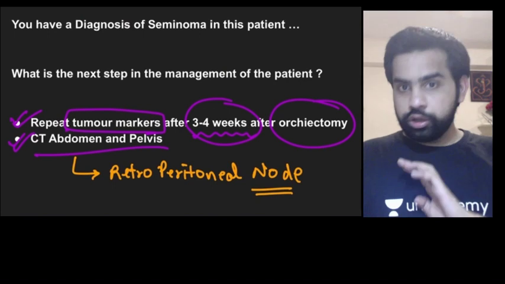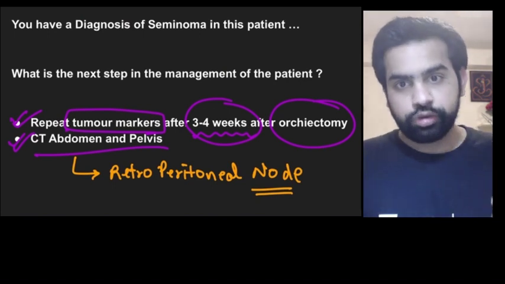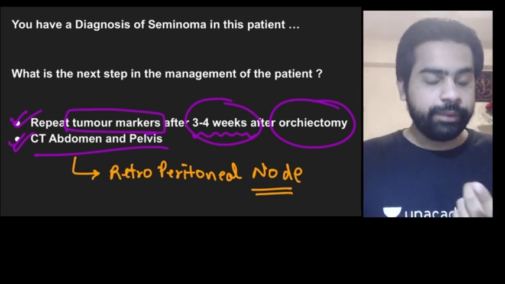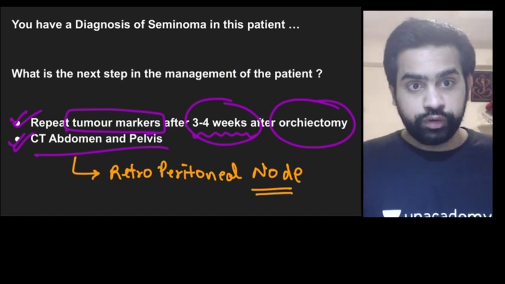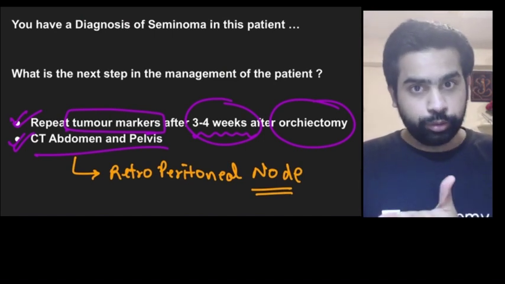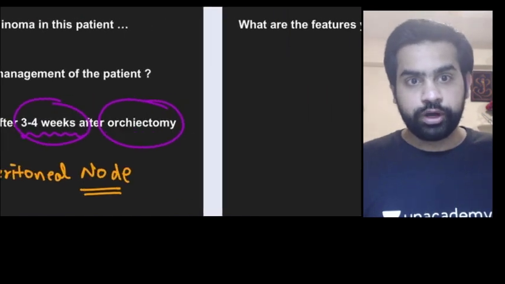Very, very important. So post surgery, you will ask the patient to do 2 things. You will ask the patient to go for repeat tumor markers after 3 to 4 weeks, and you will ask the patient to go for a CT abdomen and pelvis to look for the retroperitoneal nodes.